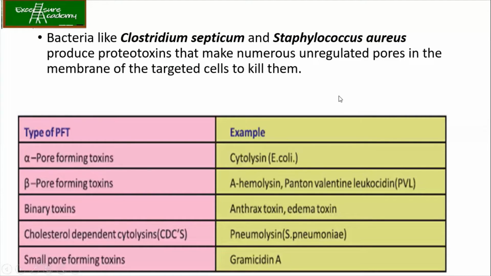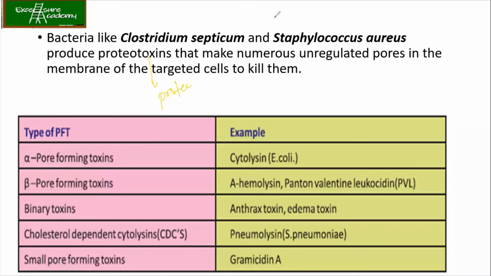Now here different types are there and it is important for you guys to understand and remember. For example, bacteria like Clostridium and Staphylococcus produce proteotoxins that make numerous unregulated pores in the membrane of the target cells to kill them. So these are the bacteria which release this toxin. And what are these toxins? They are nothing but proteins only.